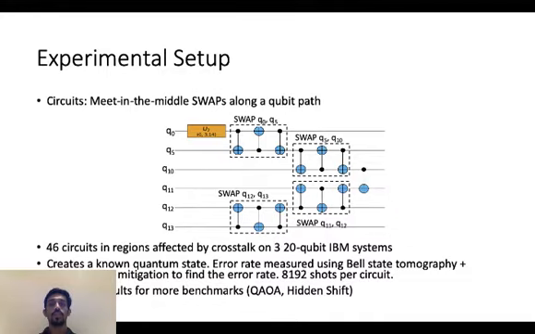And to evaluate these kind of circuits, because they have high parallelism and they're very susceptible to crosstalk, we created 46 such circuits on regions of 3 20-qubit IBM devices that are actually affected by crosstalk. So we make these circuits generate a known quantum state. This is called the Bell state. And we can measure the error rate by generating the state and measuring the quality of the state using a technique called tomography.